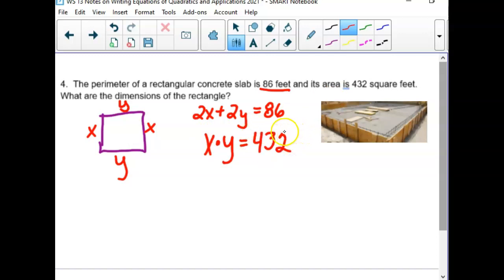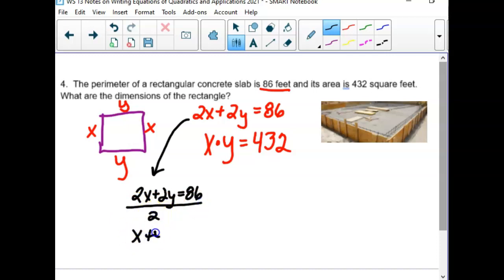Now, unfortunately, we're not doing things with 2 variables, so we need to get rid of one of these variables. So we're going to do a little snazzy work with this guy. What can we do to all those numbers? 2x plus 2y equals 86. If we divide everything by 2, we get x plus y is 86. So I vote we keep x and get rid of y.